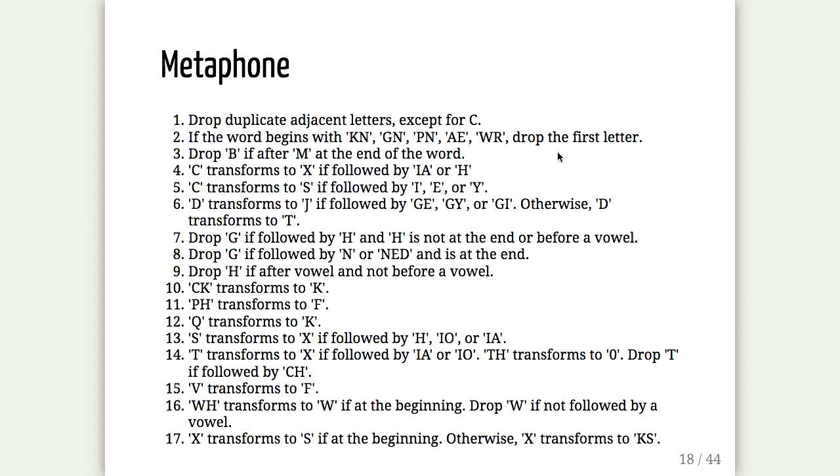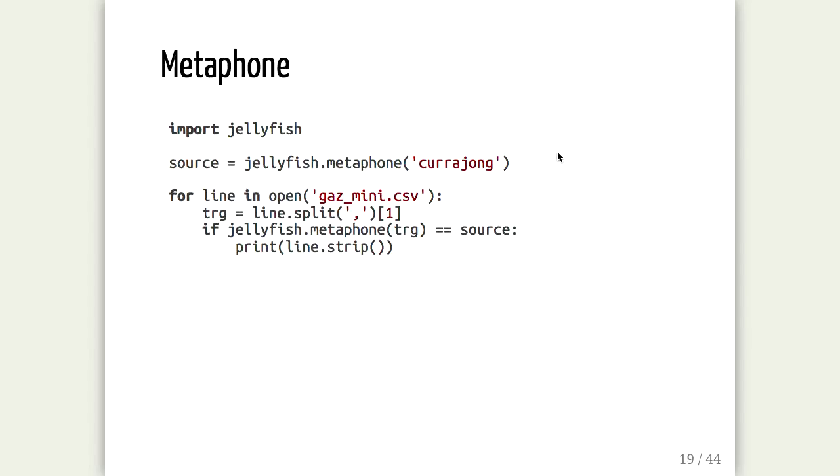Drop B if after M at the end of the word, so like comb, it would drop the B. And it goes through 17 rules like that and comes up with a number or a transform that, once again, the idea is that similar words should have a similar metaphone. And as I mentioned, Jellyfish has a metaphone function.